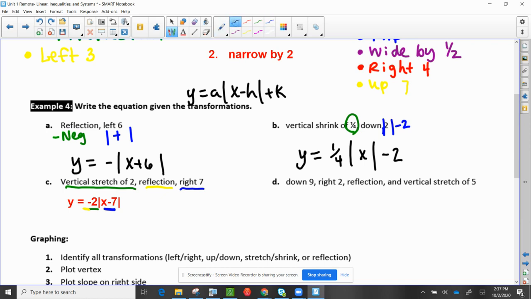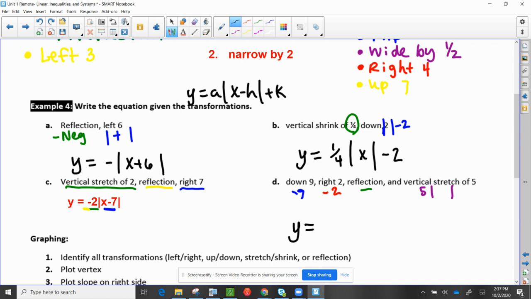All right, let's look at D. So this one's got a lot going on. We're going to go down 9. We're going to go right 2. We're going to have a reflection, so a minus in front. And we also have a vertical stretch of 5. So that means I know 5 is going to go in front of my absolute value. Okay. Anytime we have a shrink or stretch, that's your coefficient. That's what goes in front.